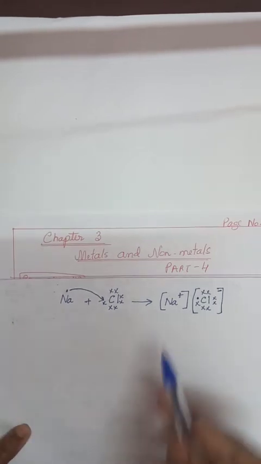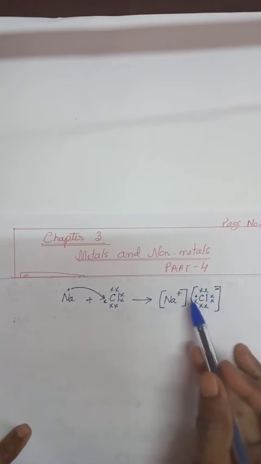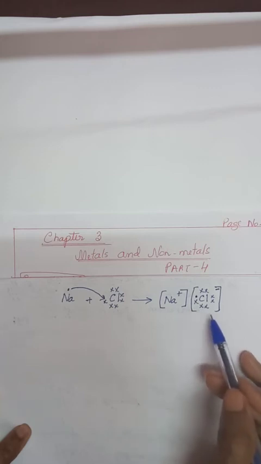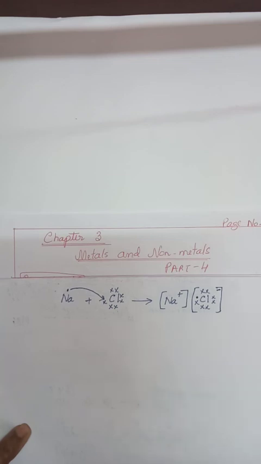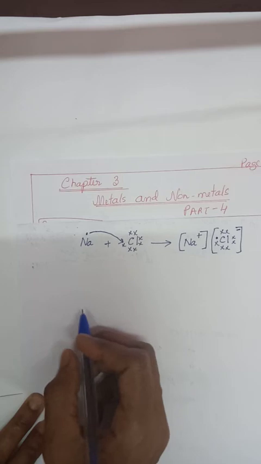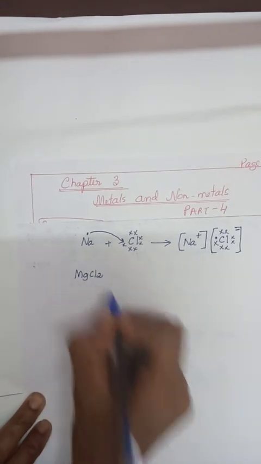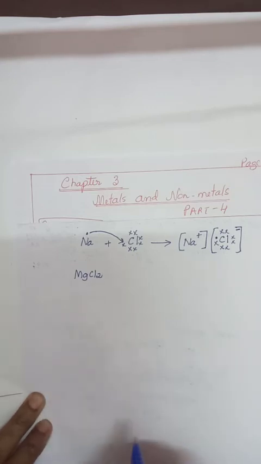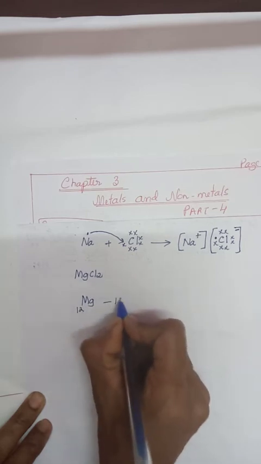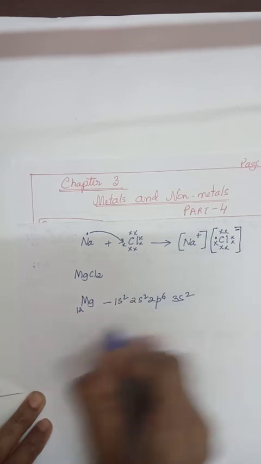As sodium and chloride ions are oppositely charged, they attract each other by a strong electrostatic force of attraction to form sodium chloride. Let us see how magnesium chloride is formed. You know that magnesium chloride is MgCl2. I'll write the dot structure of magnesium. Magnesium atomic number is 12. Electronic configuration is 1s2, 2s2, 2p6, 3s2.